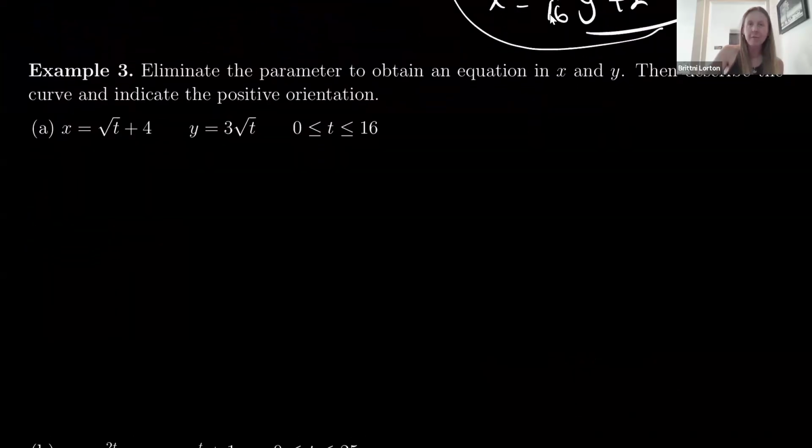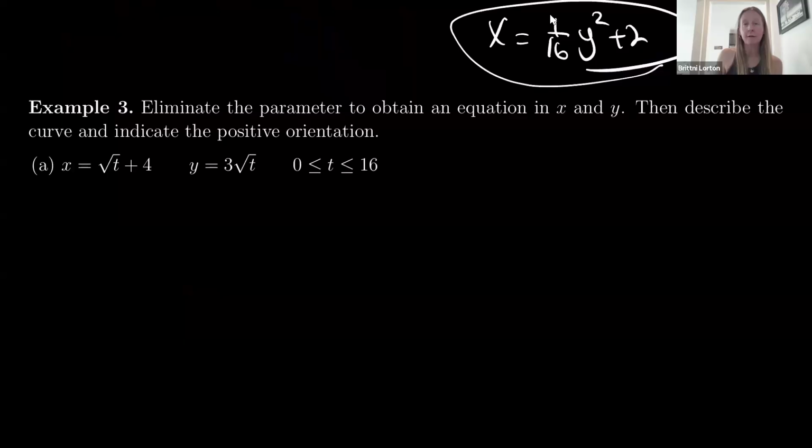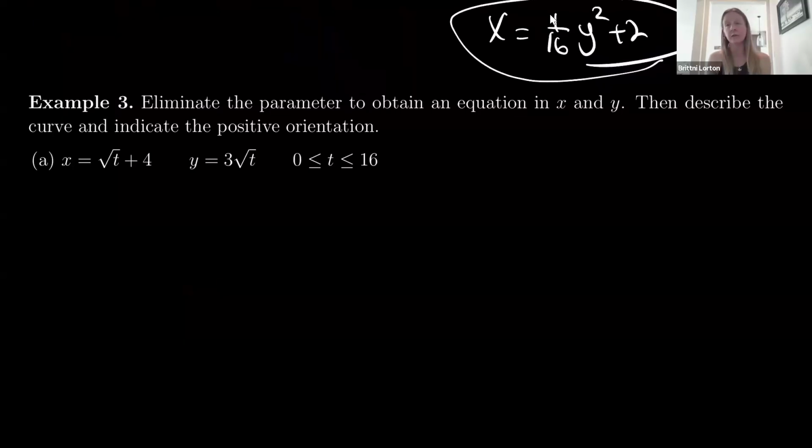Repetition is key. Now I'm going to ask you to eliminate the parameter first and then draw the curve, because you can actually solve that in the other order, which I think is totally fine. So let's eliminate the parameter first. Here's a classic example of one that looks like it should have some kind of curve to it, like the square root function. We think of square root functions as having that slight curve to it, but that doesn't necessarily hold true for parametric equations every time. So here I have x equals the square root of t plus 4, y equals 3 square root of t.